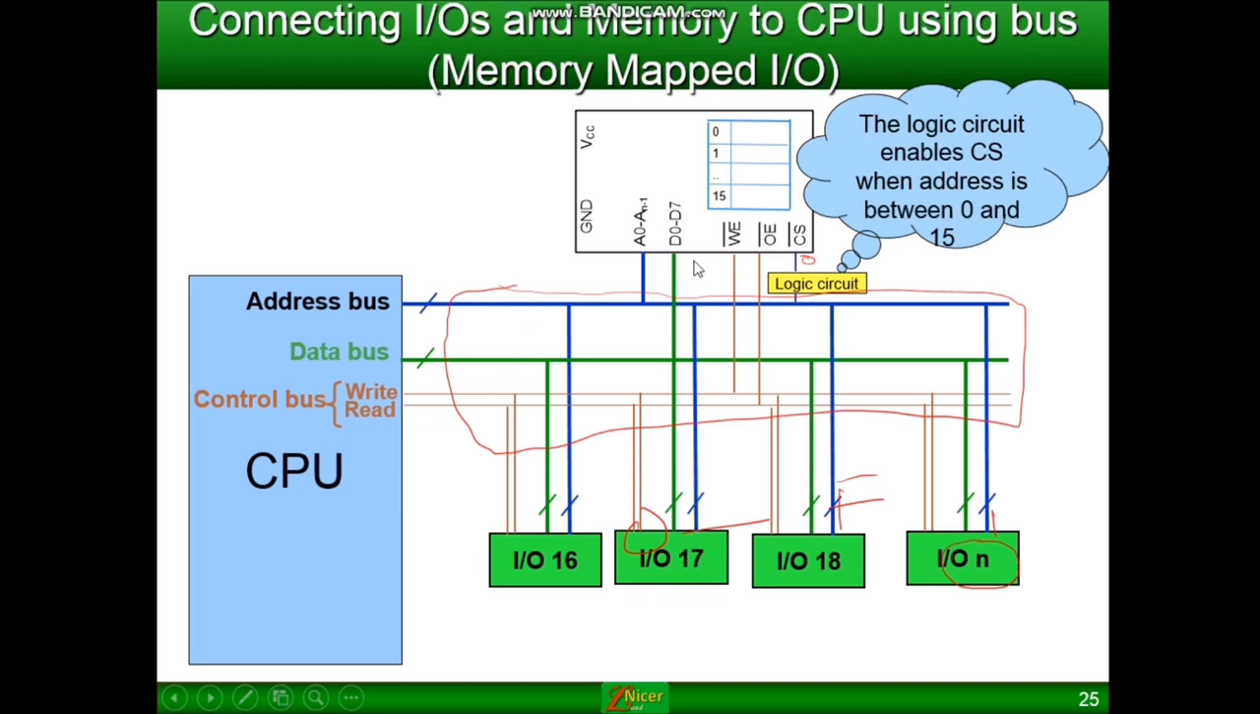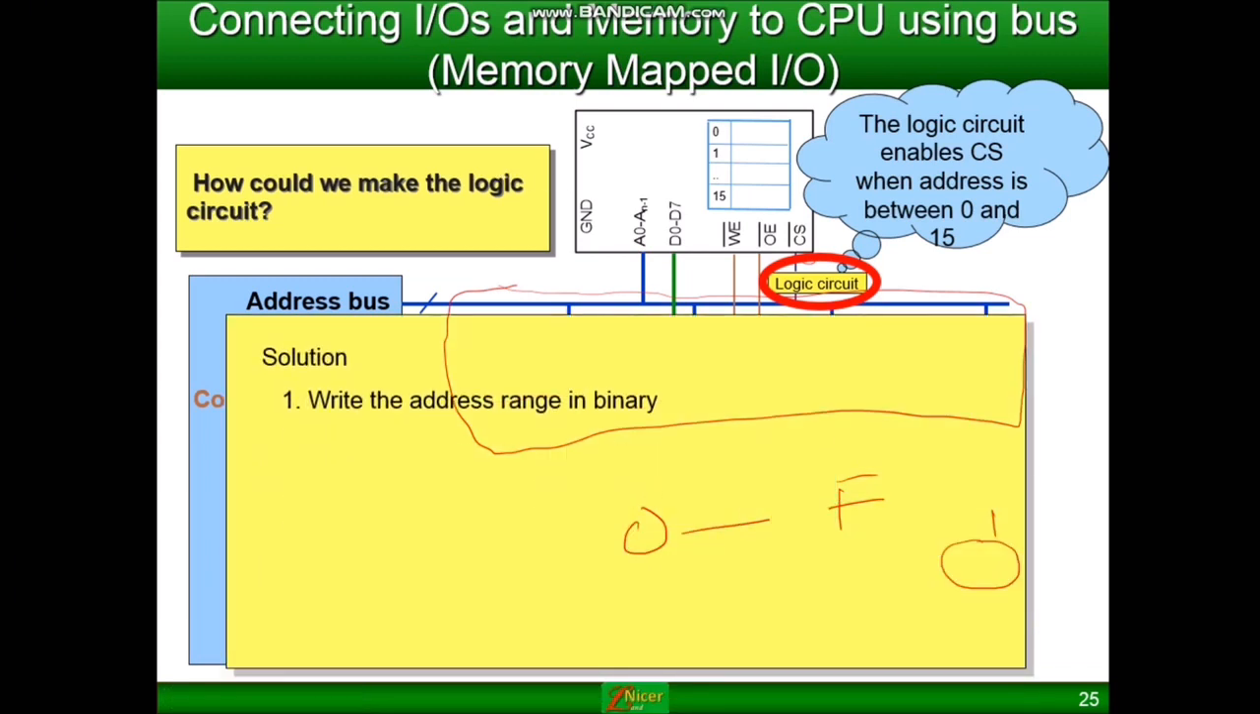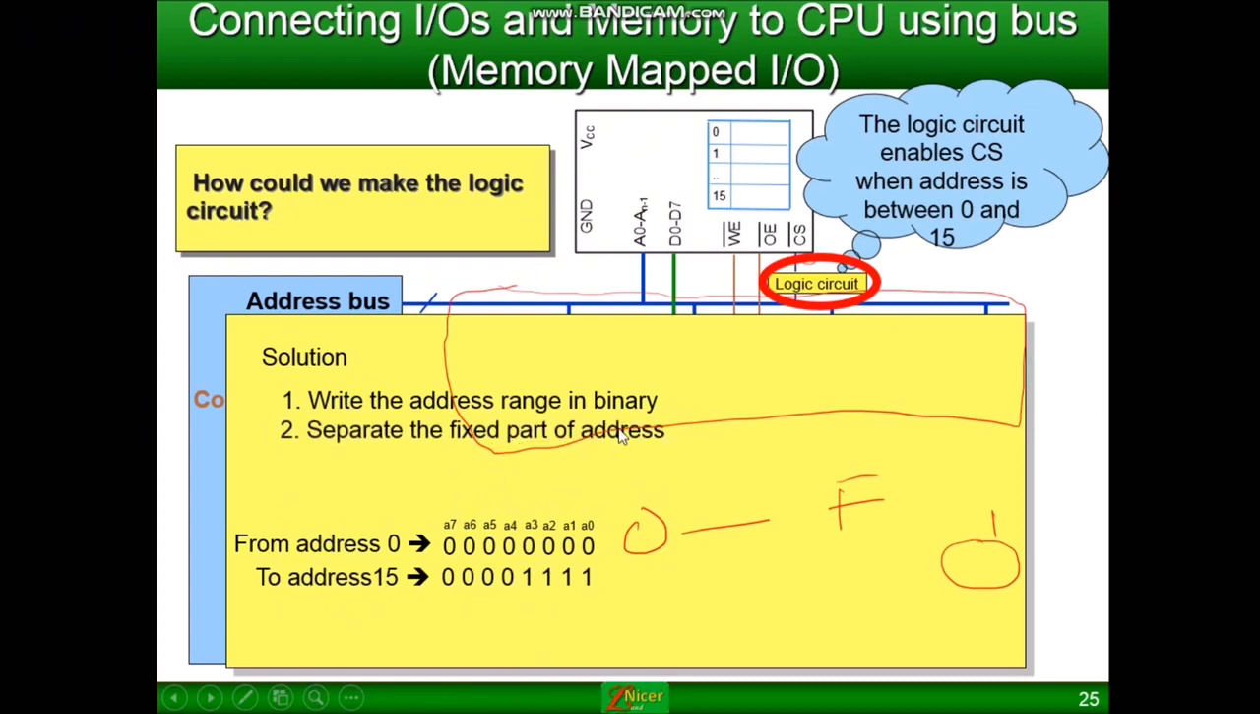So first of all, we have the logic circuit. Logic circuit is basically connected to chip selection. It is one of the most important things that we have to discuss now. How do we manage this? How do we make this logic circuit? First of all, we write the address range in binary, whatever the range is. Like over here they showed is from 0 to 15, so we are going to write the addresses in binary as 0 to 15. Then we are going to separate the fixed part of the addresses.